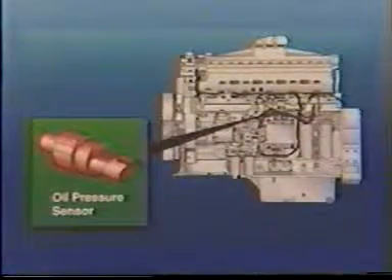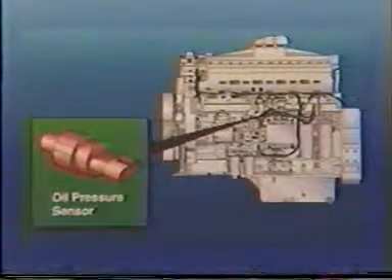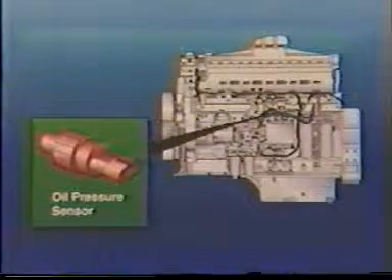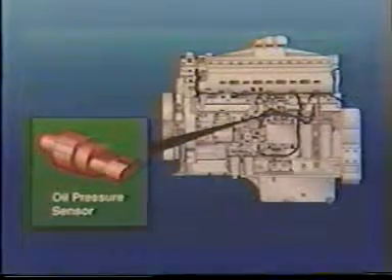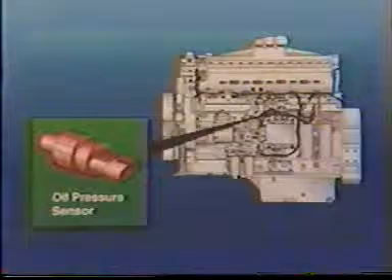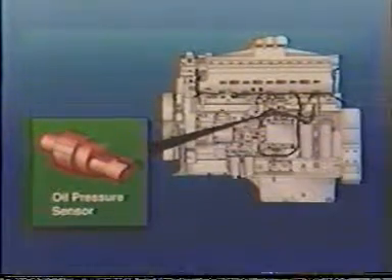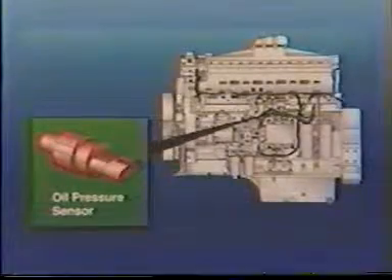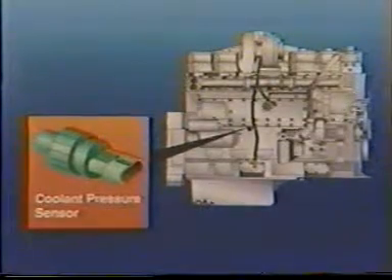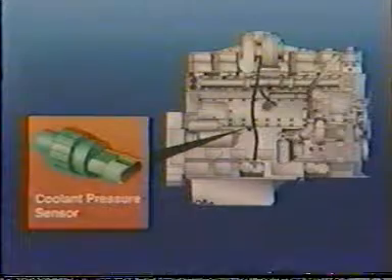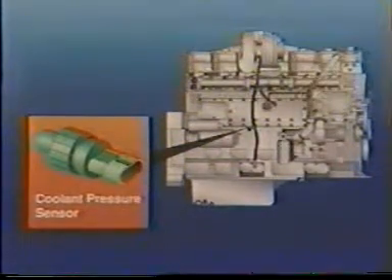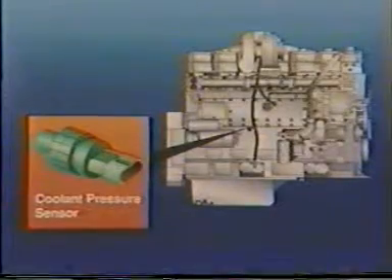The oil pressure sensor is mounted in a main rifle port above the ECM. It measures main system oil pressure. The information this sensor obtains is utilized by the ECM to make decisions for engine protection. The coolant pressure sensor is located in the oil cooler housing. It measures coolant system pressure. The information this sensor obtains is utilized by the ECM to make decisions for engine protection.